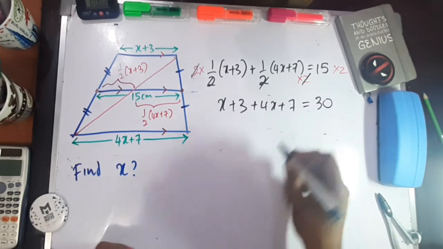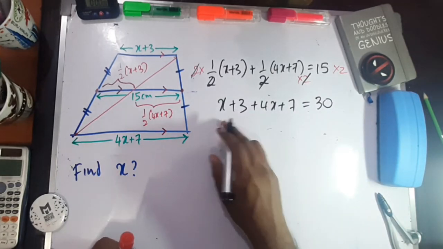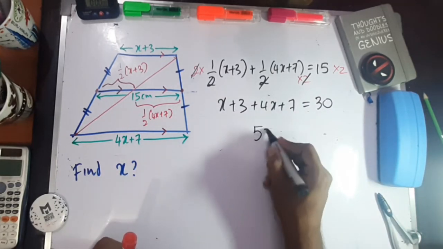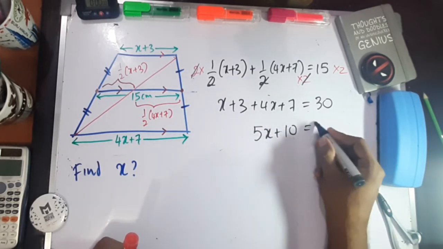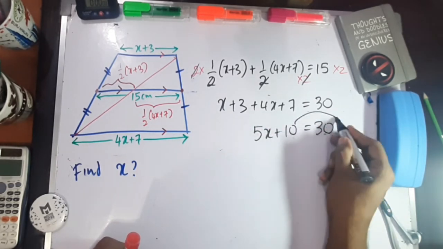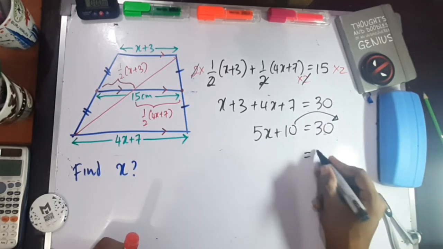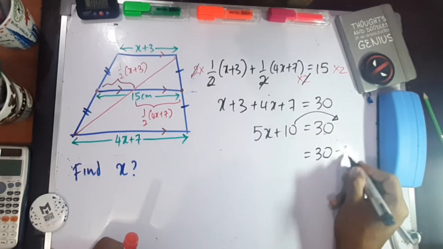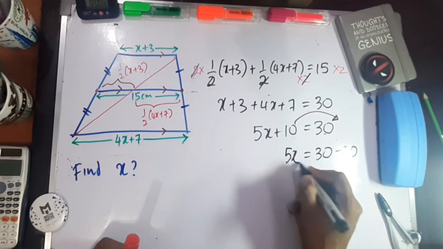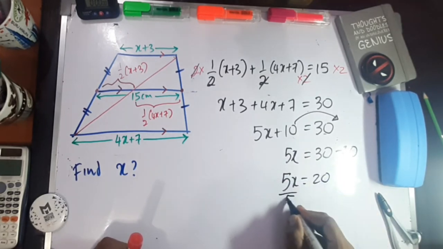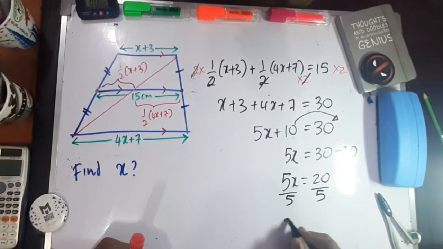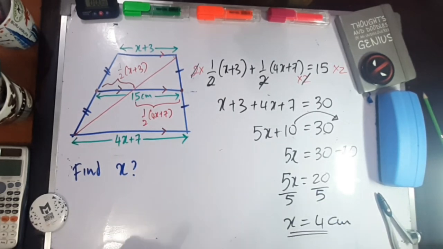and on the other side I will get 30. Once I get that, x plus 4x would be 5x, 3 plus 7 is actually 10, and here we have 30. Take the plus 10 to the other side, minus 10, so that means 5x equals 20. Dividing both sides by 5 would give you the final answer, x is equal to 4 centimeters. That's how you do this question.